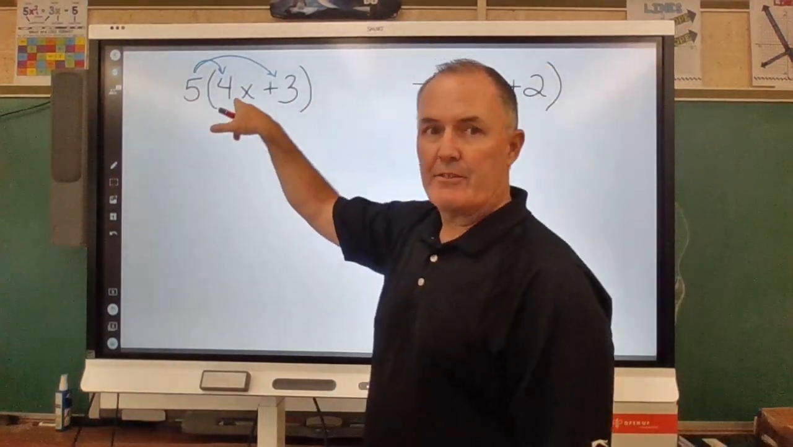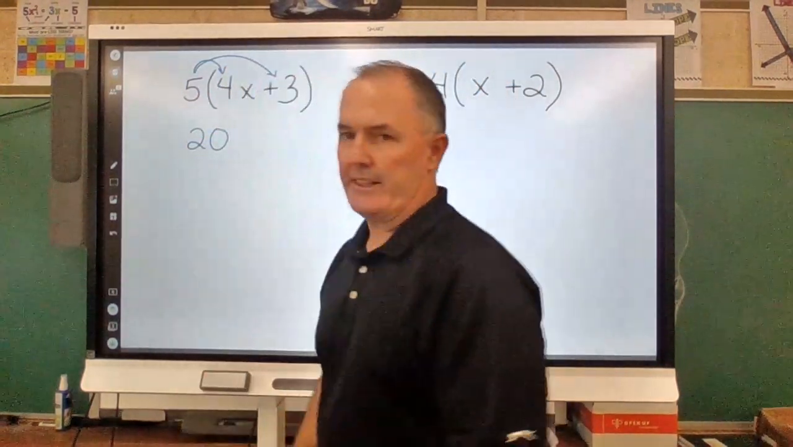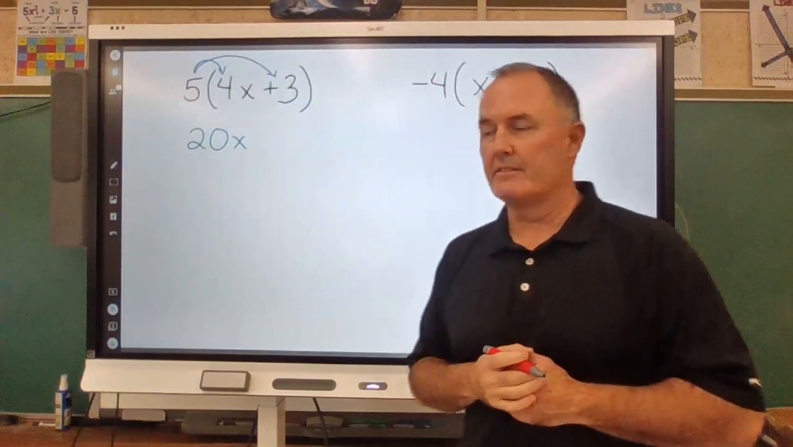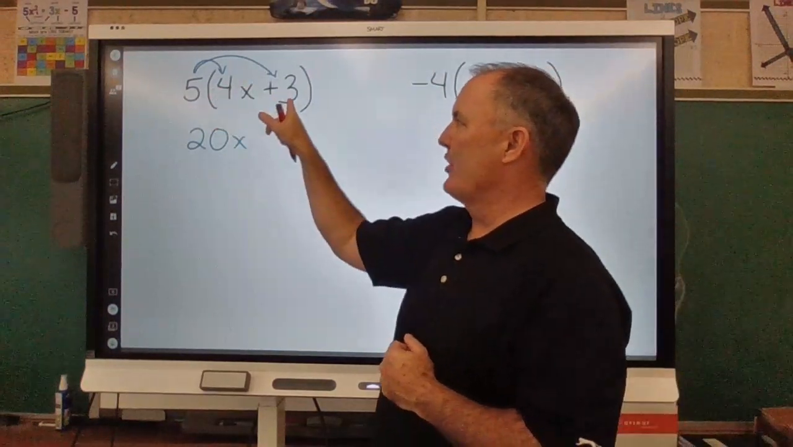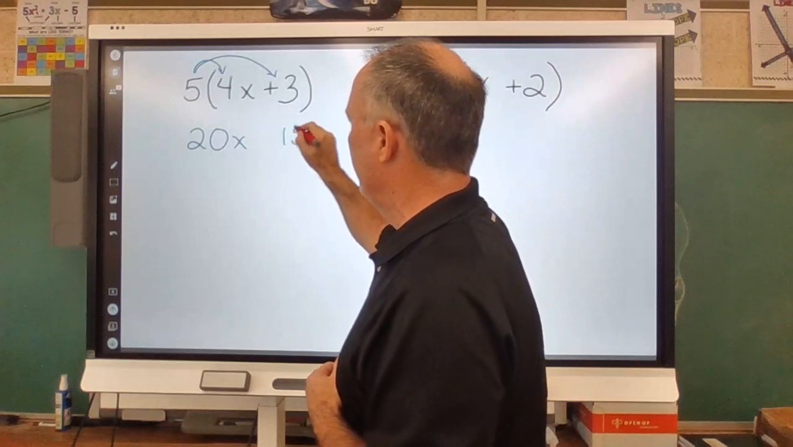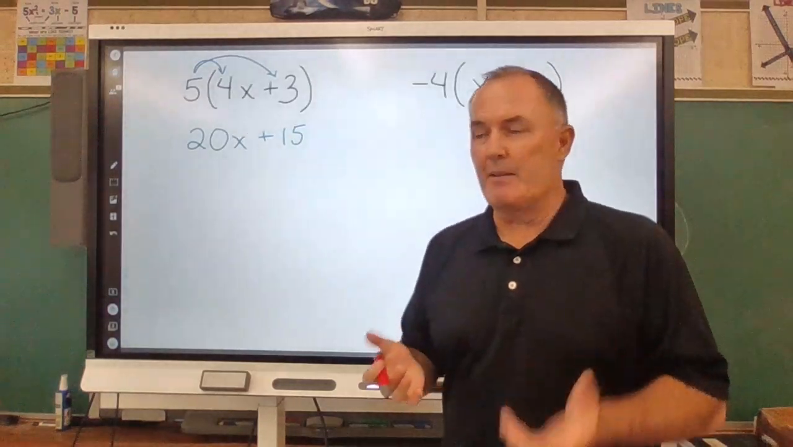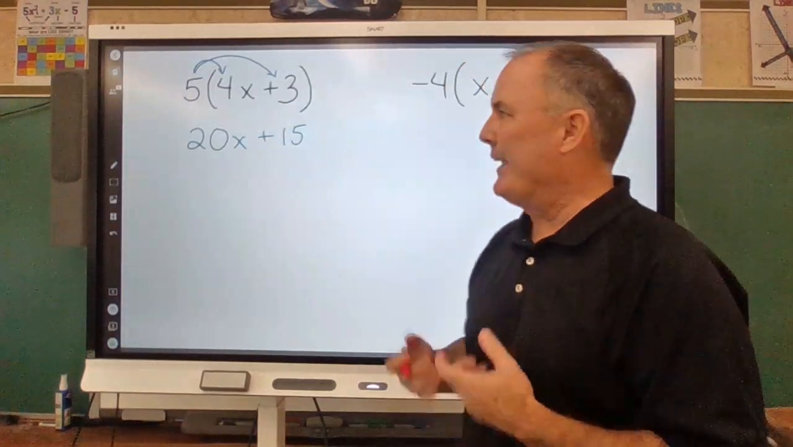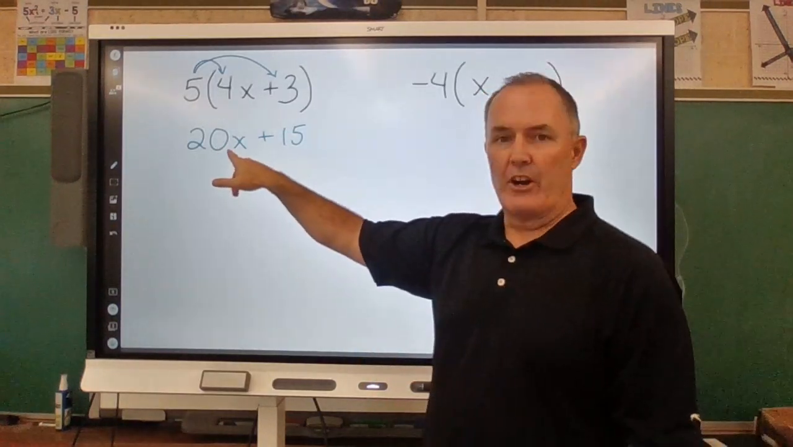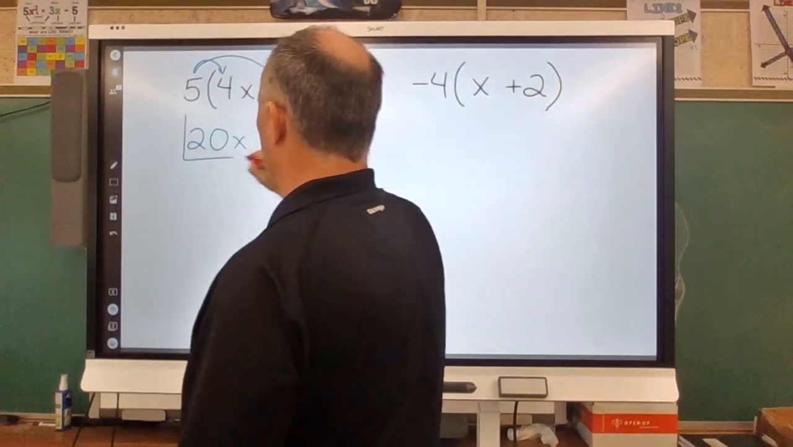So if I have 5 times 4x, 5 times 4 is 20. And then I have my x. I have 1x, so I bring the x down. Now I do the same thing for the second term on the inside. 5 times 3 would be 15. And it's a positive 15. So now we've actually simplified the original expression. We can't go any farther because, once again, I can't combine like terms. One has a variable, the other doesn't. So at this point, we're finished. So this will be our final answer.